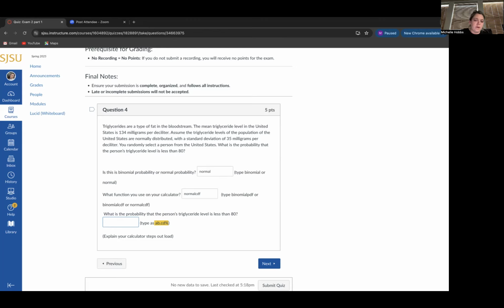Sorry, I'm getting a weird calculation here, so I just want to make sure my notes are right. This is the part that I struggle on the most.